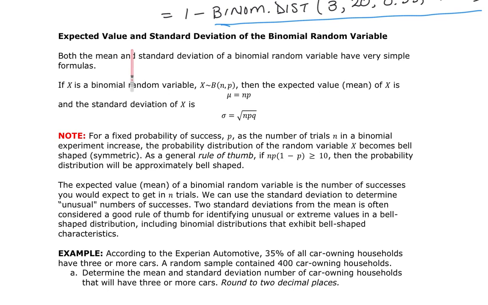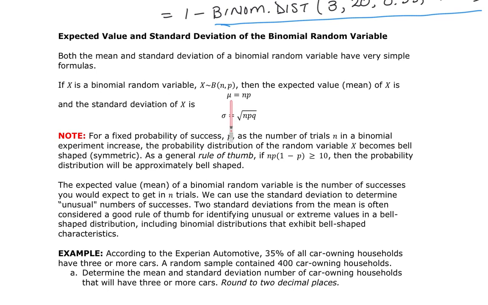So then that gets us to the expected value and the standard deviation of the binomial random variable. So remember, X is the binomial random variable, which means our random variable, capital X, is distributed as a binomial where you need to know an n and a p. P is the probability of success. And then our mu is going to be n times p. That is our mean, our expected value.